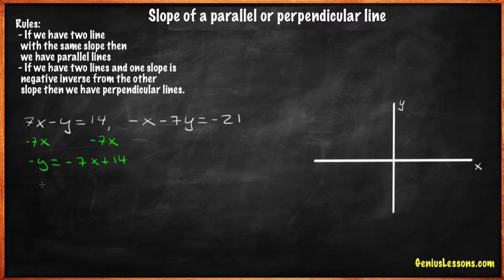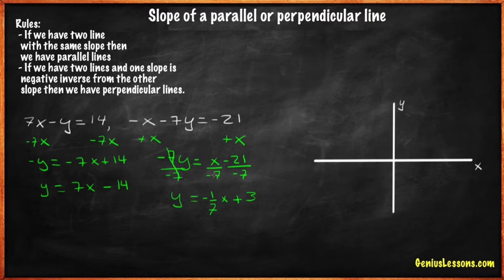We multiply by negative 1 on both sides. We end up with y equals 7x minus 14. Second line, we add x to both sides. We end up with negative 7y equals x minus 21. We divide both sides by negative 7. We end up with y equals negative 1 over 7x plus 3.